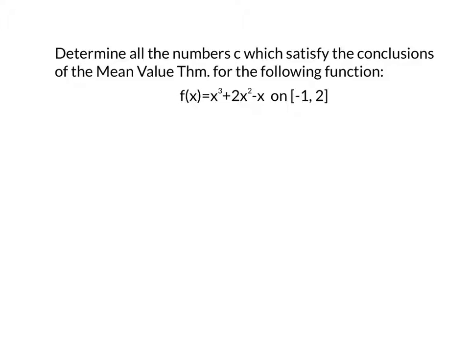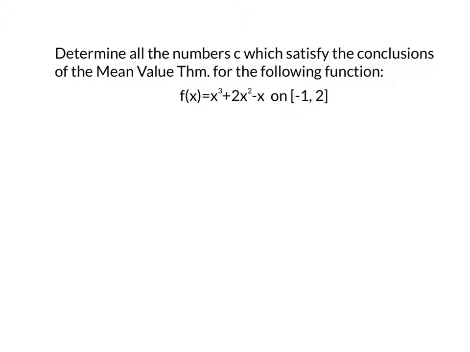Okay, so in this one we want to determine all the numbers c which satisfy the conclusions of the mean value theorem for the function. So we're given f of x equals x cubed plus 2x squared minus x on the closed interval negative 1 to 2. So in order to use the mean value theorem, we've got a couple of things to check.